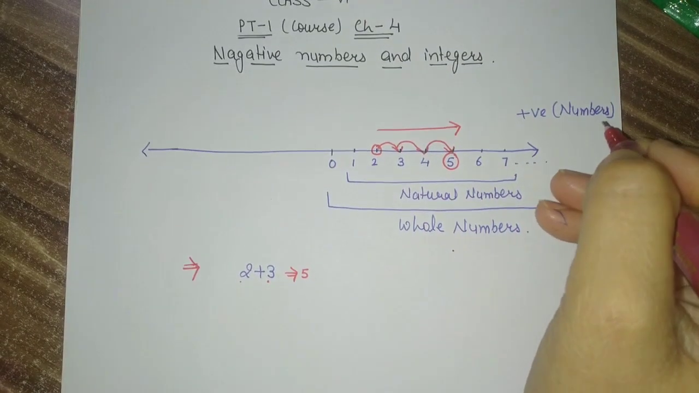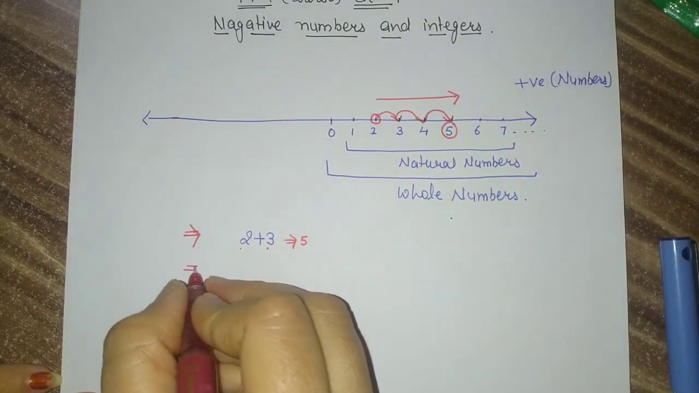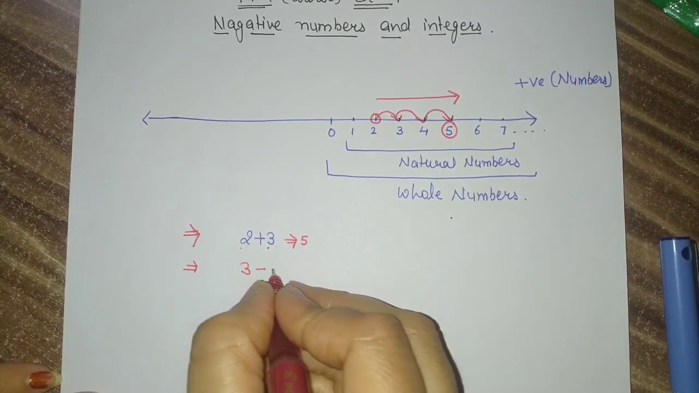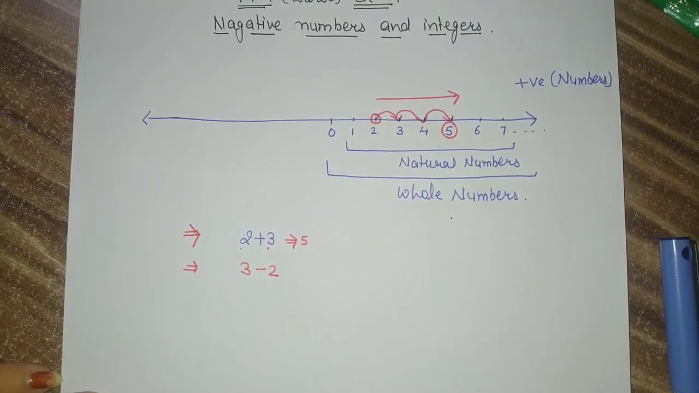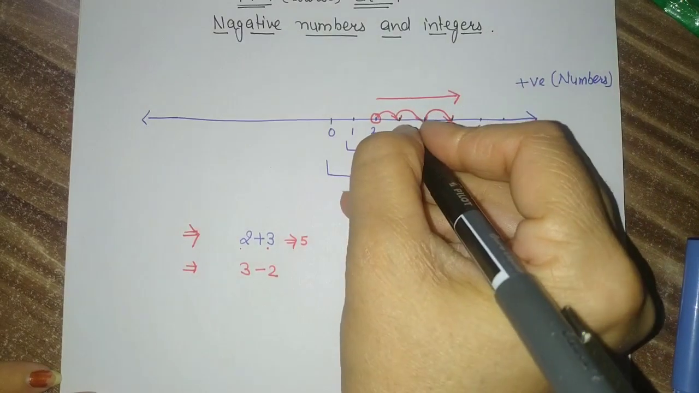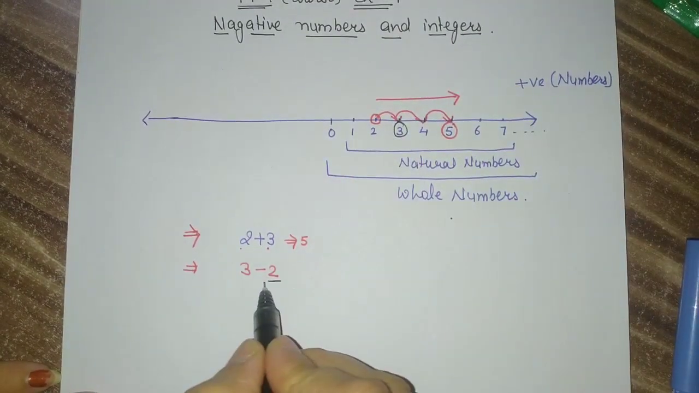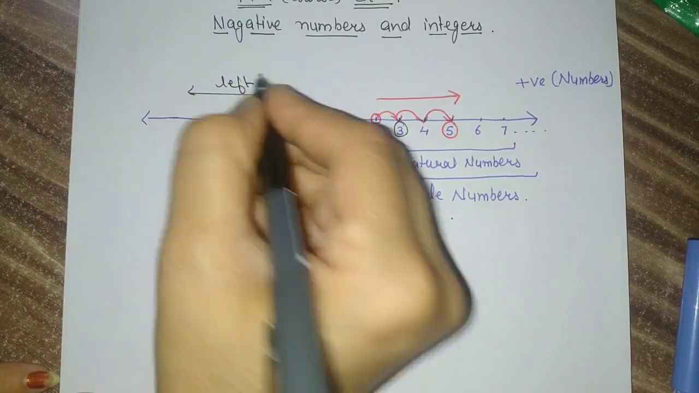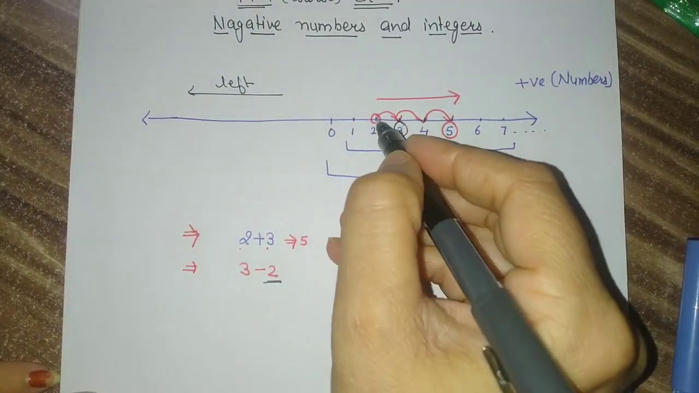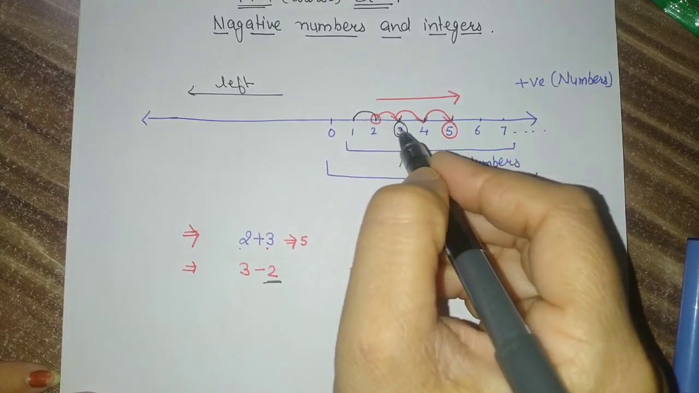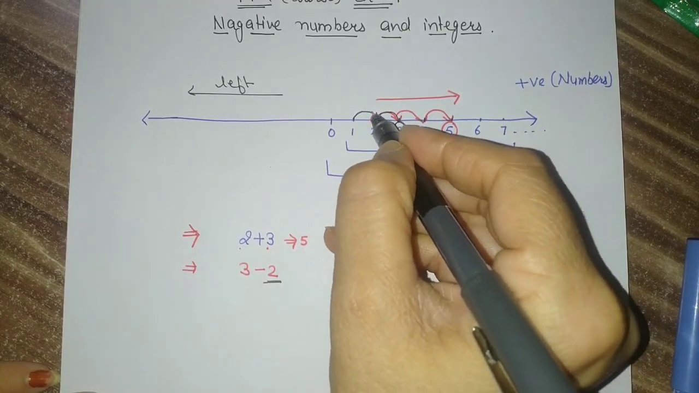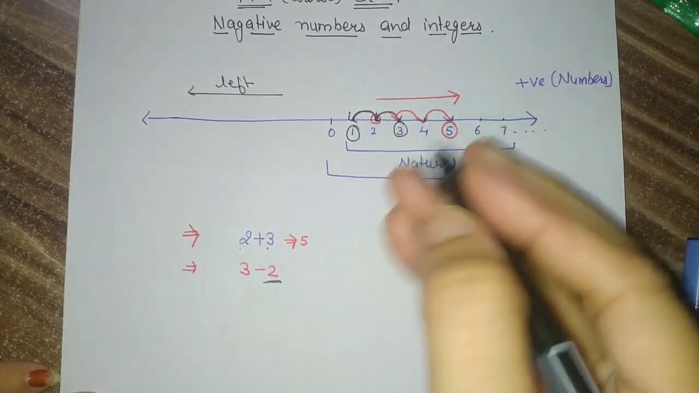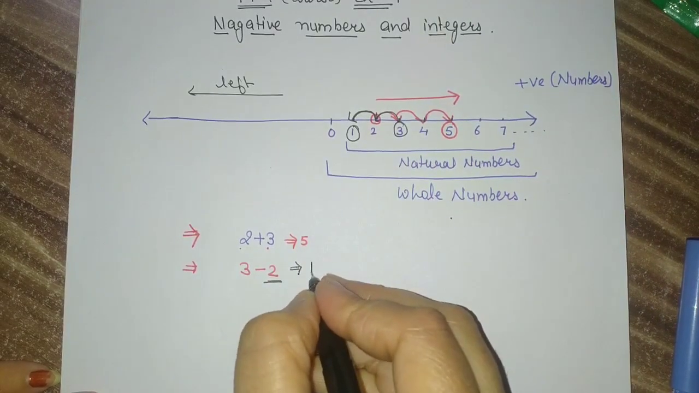Okay, students? Now, if I have to show 3 minus 2, then how? I again start from 3. Then how many steps towards the left side? Because we show subtraction towards the left side. 2 steps. 1 and 2. Now I reached number 1. The answer is 1.